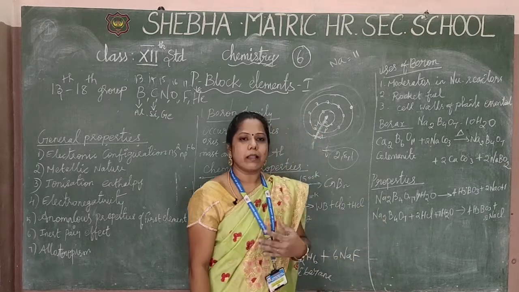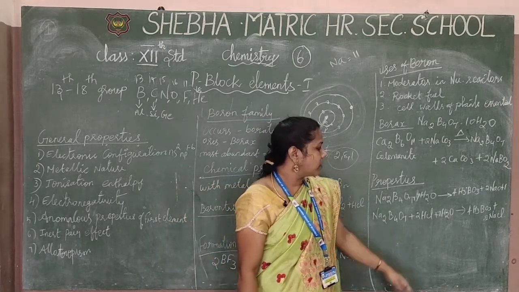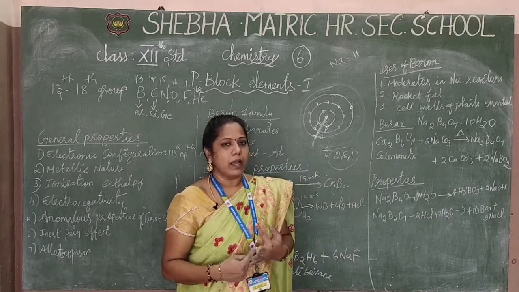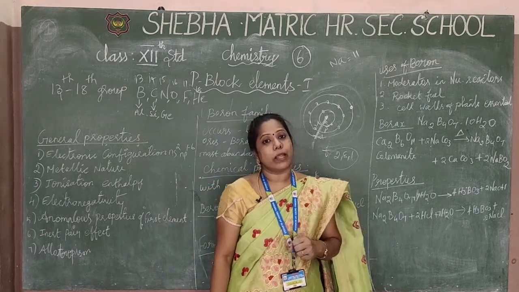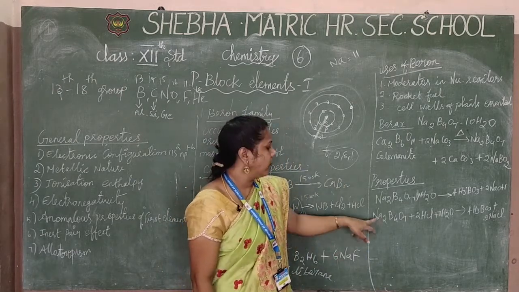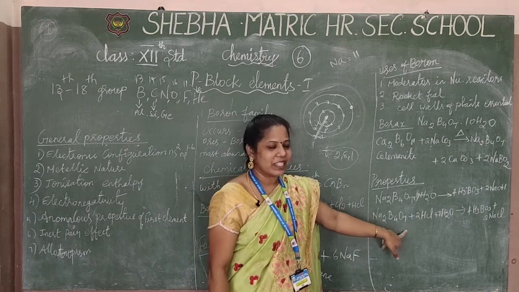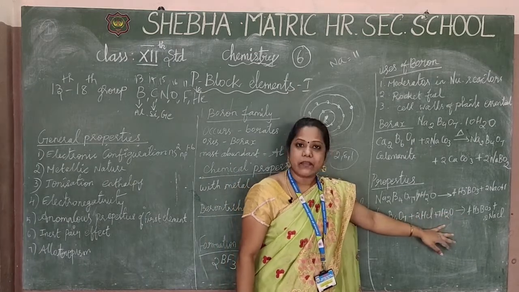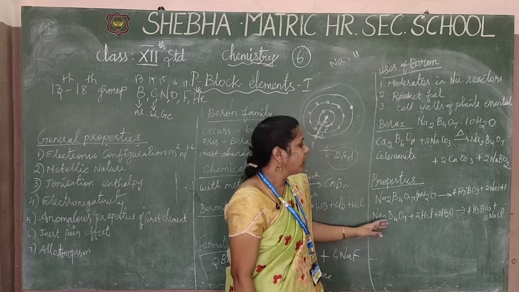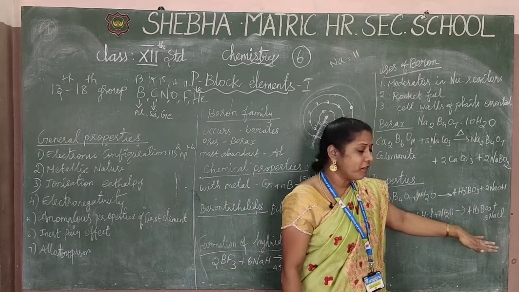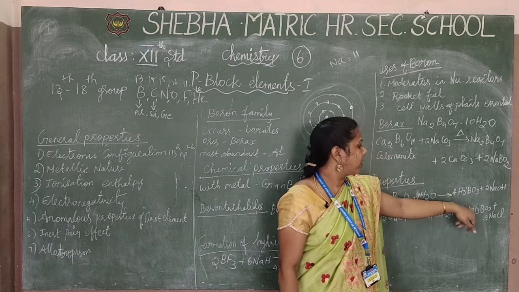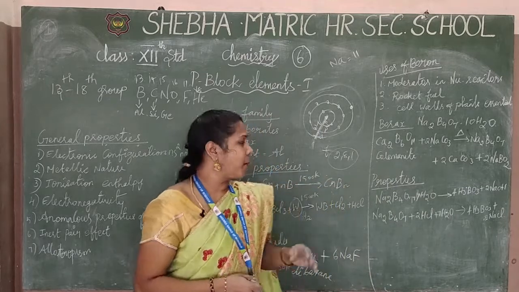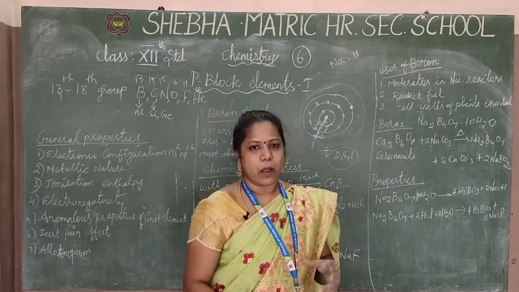And go for another property, the reaction with acids. Acids means hydrochloric acid, sulfuric acid, nitric acid. I am going to explain the reaction with hydrochloric acid. Na2B4O7, that is borax, reacts with hydrochloric acid along with 7 molecules of water. We get 4 molecules of boric acid, which I already explained, along with sodium chloride. So there are many properties of borax; I am going to explain a few things.